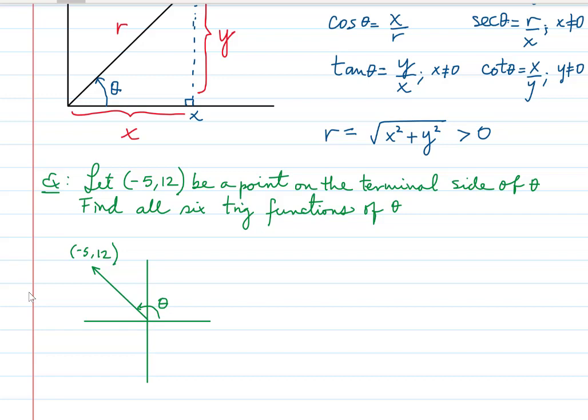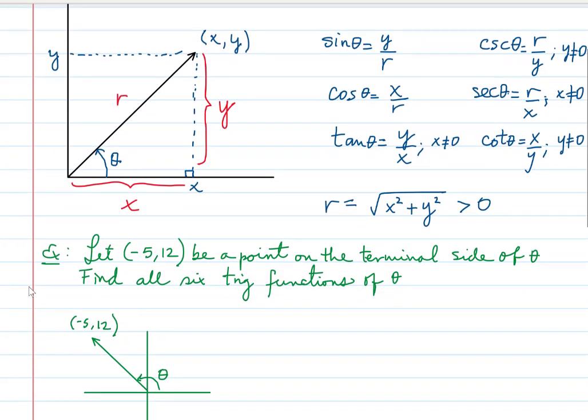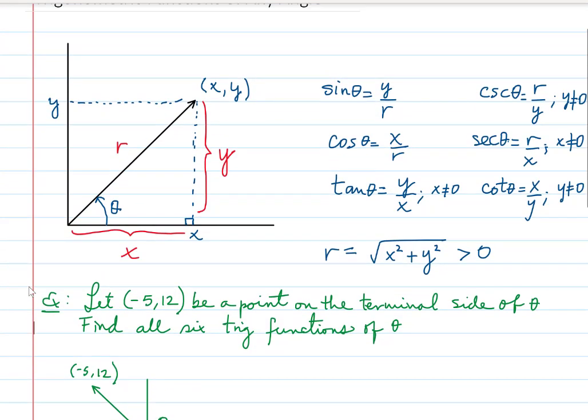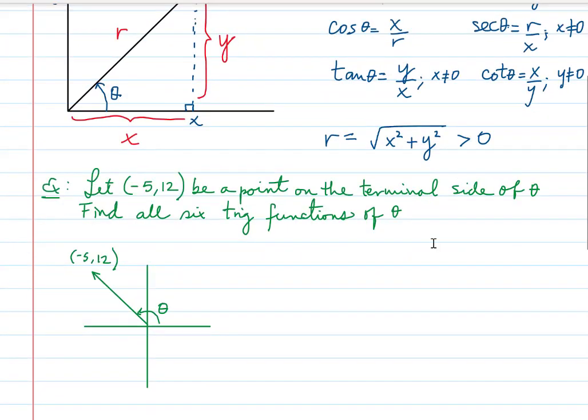So again, using our definition here that we just discussed, we no longer have to keep doing the right triangle. Now, before we can find all the trig functions, we need to find what this r is, right? So first thing we want to do is just compute r. So r is going to be the square root of x squared plus y squared. X for us is -5, and y is 12, so it's the square root of 25 plus 144, which is the square root of 169, and that comes out to be a nice 13.